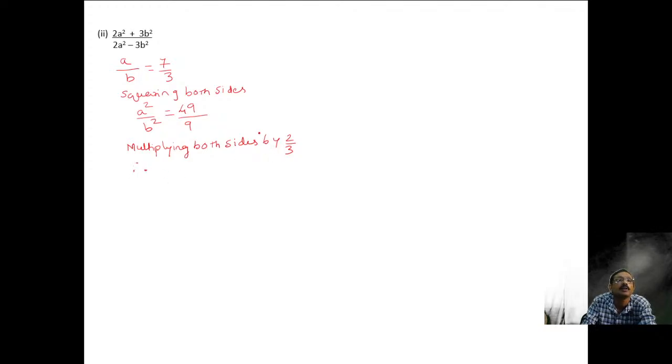If we multiply both sides by 2 upon 3, we will get 2a square upon 3b square, which is equal to 49 into 2. 2 nines give me 18, 4 twos are 8 and 1 is 98. Upon 9 threes gives me 27. So we got 2a square upon 3b square is equal to 98 upon 27.